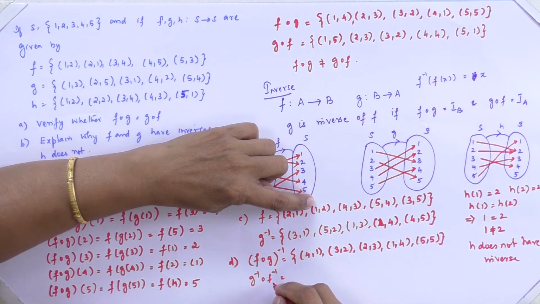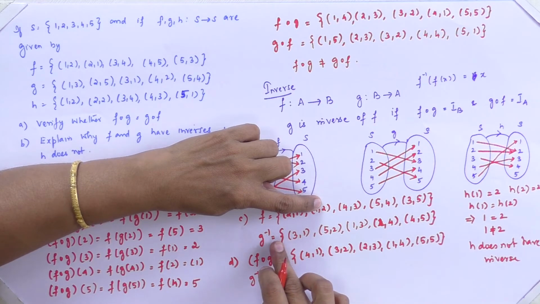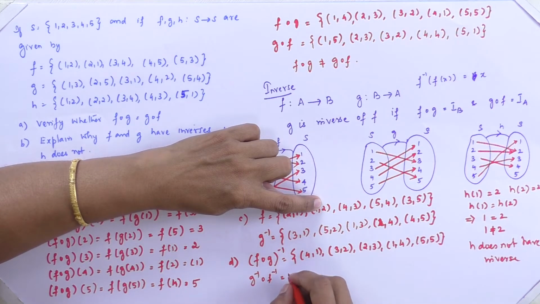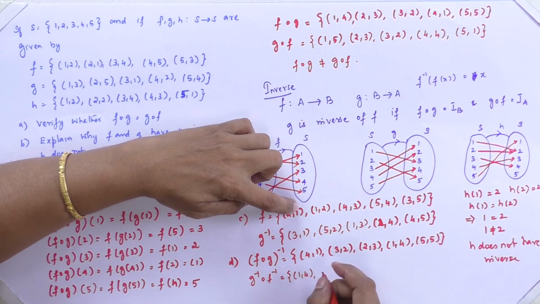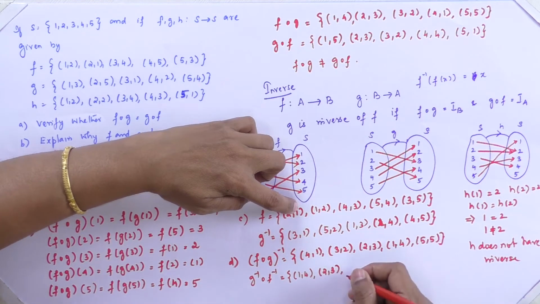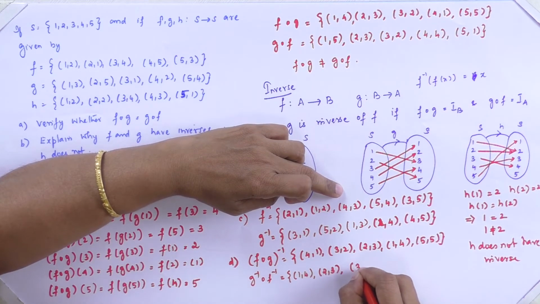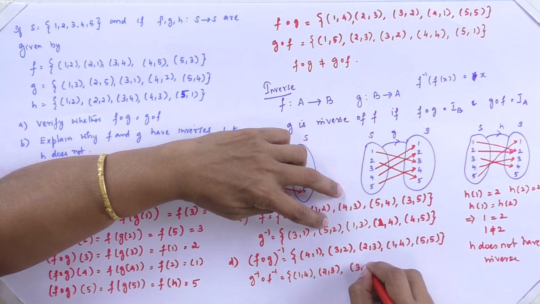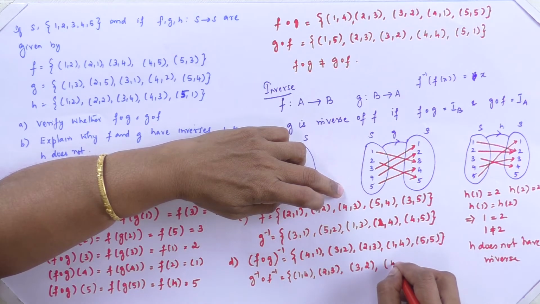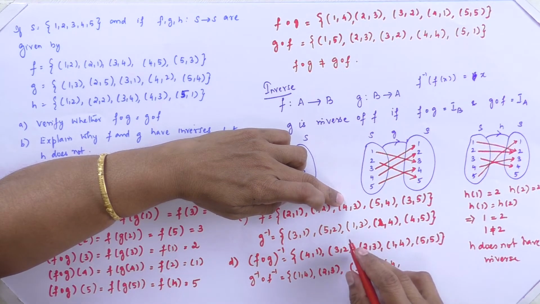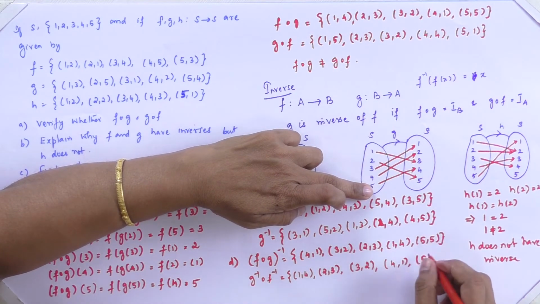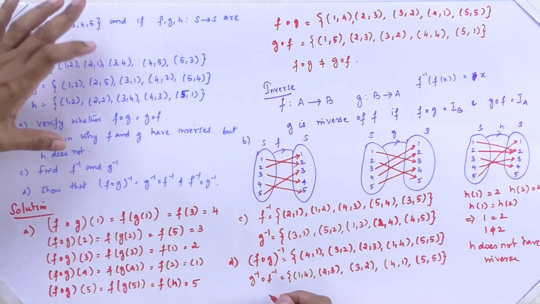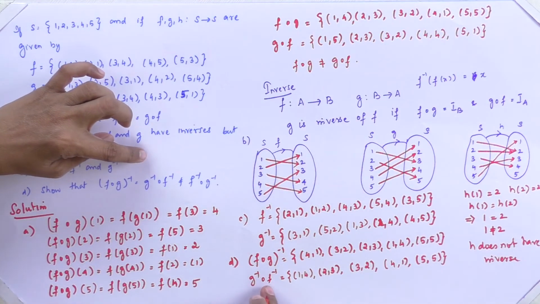So F inverse of 1 is mapped onto 2. Then G inverse of 2, how is it mapped? This is mapped onto 4. So this 1 is mapped onto 4. Again 2 is mapped onto 1, and 1 is mapped onto 3. Likewise here 3 is mapped onto 5, and 5 is mapped onto 2. Again 4 is mapped onto 3, and 3 is mapped onto 1. Then 5 is mapped onto 4, and 4 is mapped onto 5. So this is my G inverse composition F inverse.